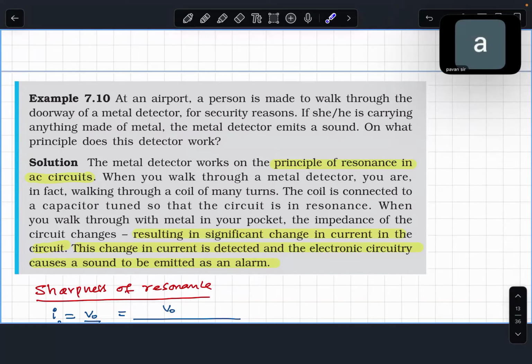Metal detector works on the principle of resonance in AC circuits. When you walk through a metal detector, you are in fact walking through a coil of many turns. The coil is connected to a capacitor tuned so that the circuit is in resonance. When you are passing through the coil bearing some metal in your pocket, the impedance of the circuit changes because L changes. As a result, the current changes. The electronic circuit is so placed that any change in the current will give a beep sound. And because of that, you will identify that you are carrying something.